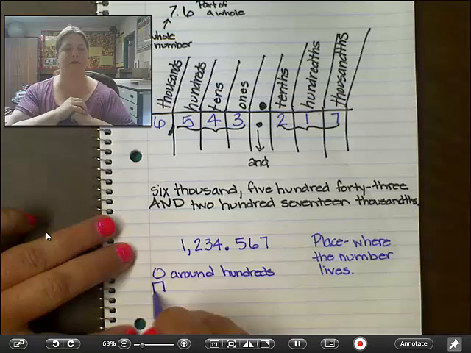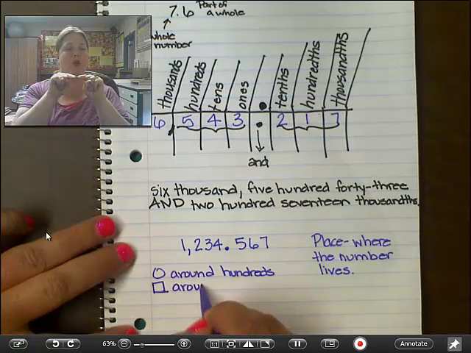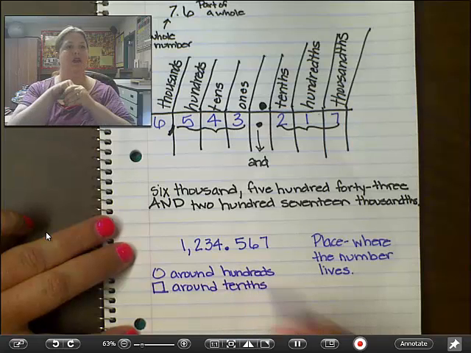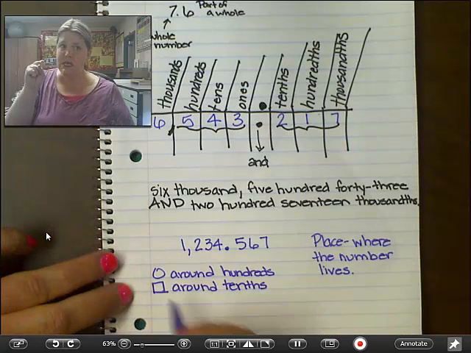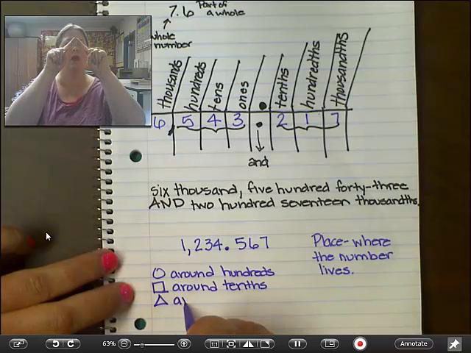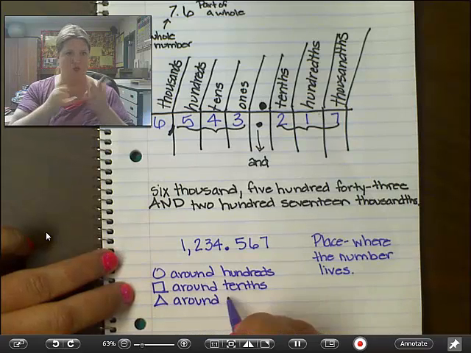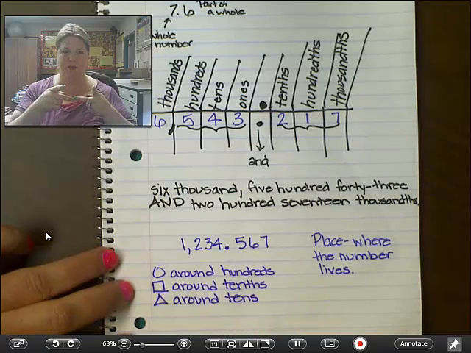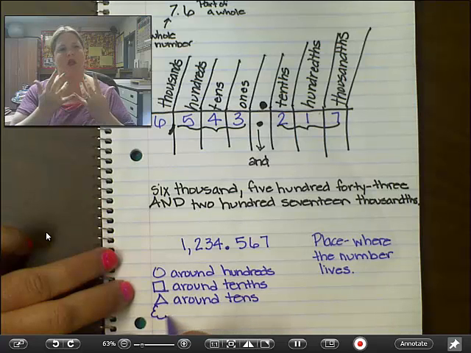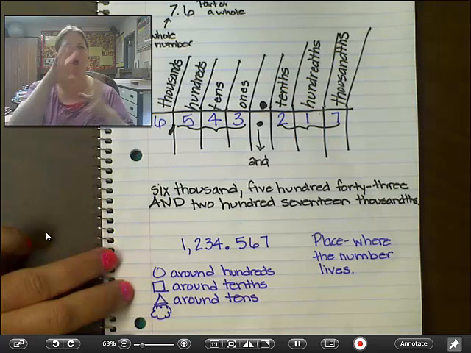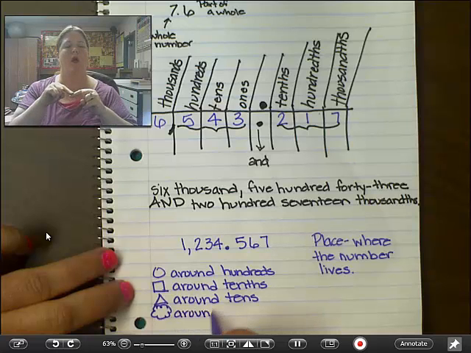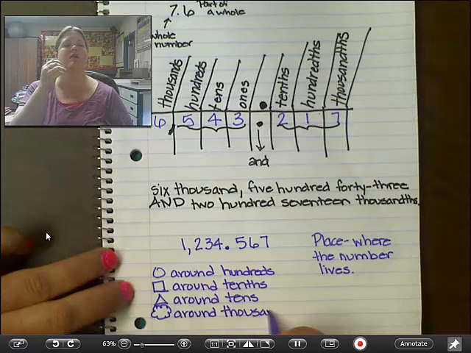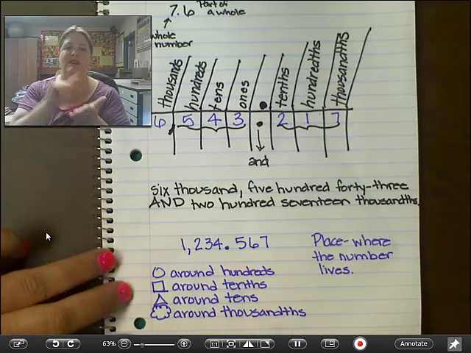Put a square around the digit in the tenths place. A triangle around the number in the tens place. And then let's go ahead and do kind of like a bubbly, flowery cloud around the number in the thousandths place.